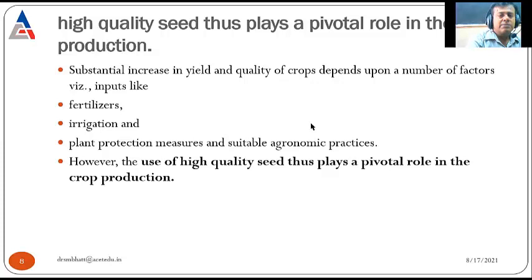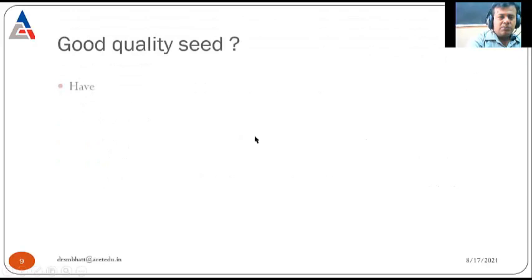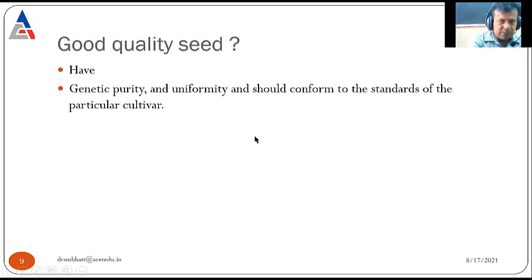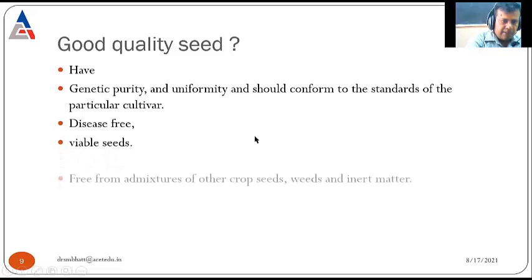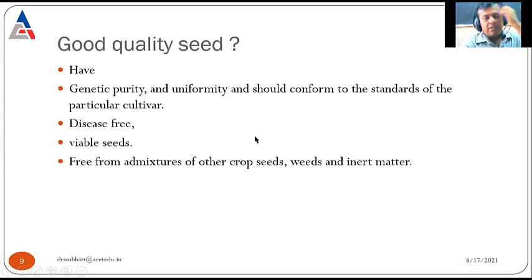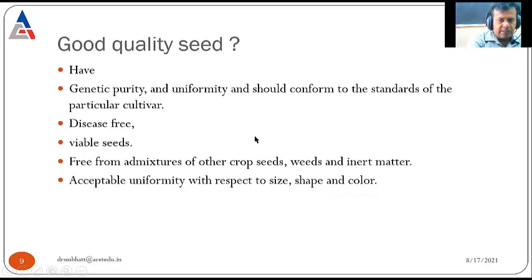important part. So what are the features of good quality seed? Good quality seed has genetic purity, uniformity, and should conform to the standard of the particular cultivar. They should be disease free, they should be viable, right, and free from admixture of other crop seeds or weeds or any kind of inert matter. And they should be acceptable in respect of size, shape and color.